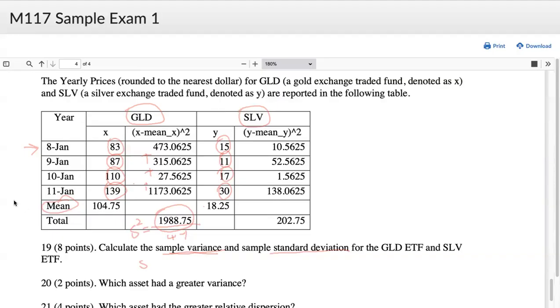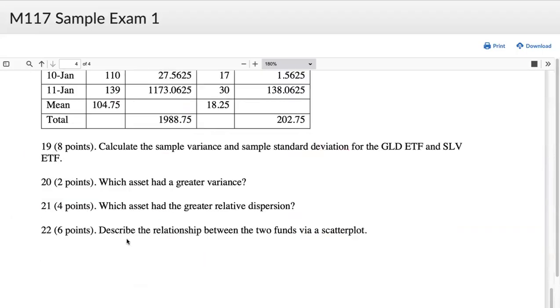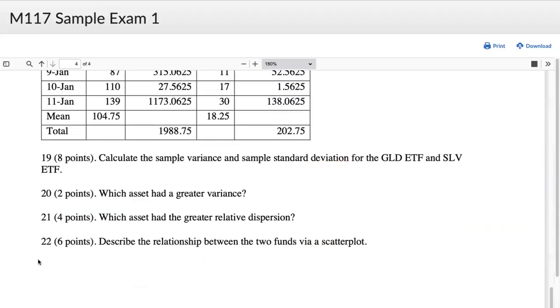Once we have calculated that, we can answer 20 and 21. 20 is which asset had a greater variance. You just use this number to tell, right? Which one is greater. Which one has greater relative dispersion? Relative dispersion means a bigger standard deviation. You use a number to speak for you.